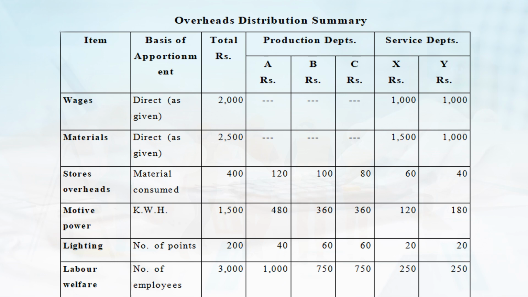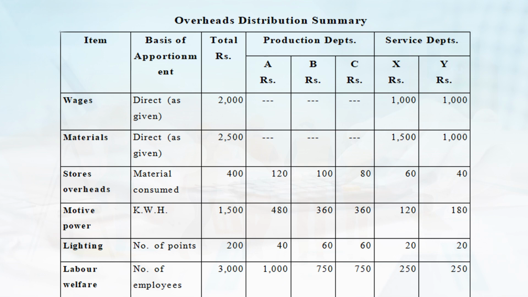The first item of expense given is wages, and here the base of apportionment is direct, as it is given. Total amount is rupees 2,000. As we have discussed, for production departments it is the direct cost, so there is no need of allocation, but for service departments direct wages are overheads and need to be allocated. So service department X wages given is rupees 1,000 and Y it is also given 1,000.